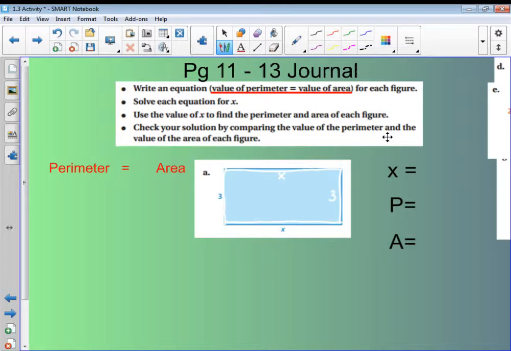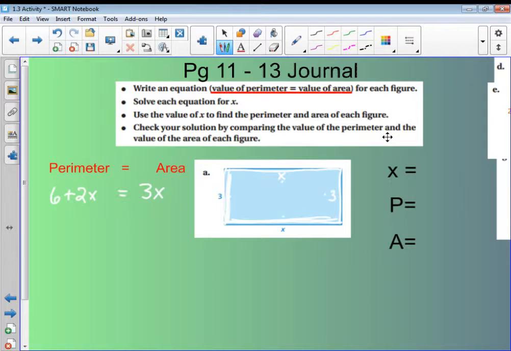When I look at this, I have 1x and another x, so I have 2 x's, and then my constant numbers together are 6. So I have 6 plus 2x for my perimeter. Now, to find the area, you do length times width. So 3 times x, well, that's 3x.